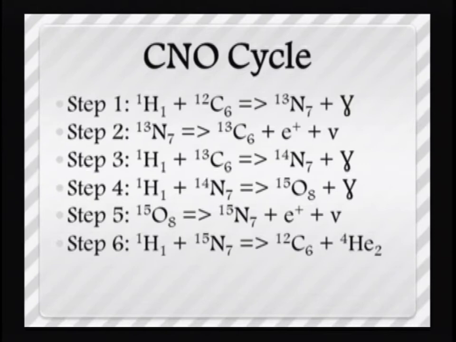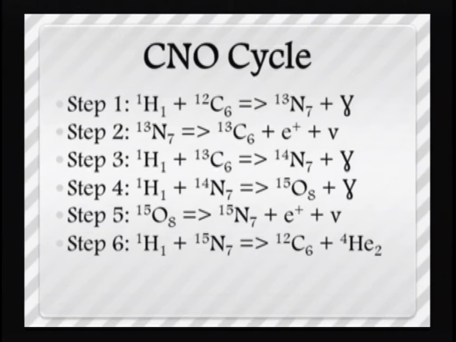Step 3, you're going to take that hydrogen, that proton. This time you're going to react it with the isotope carbon 13. You're going to produce nitrogen 14, which means I now have 7 protons and 7 neutrons, and I'm going to get another gamma radiation out, another gamma ray.